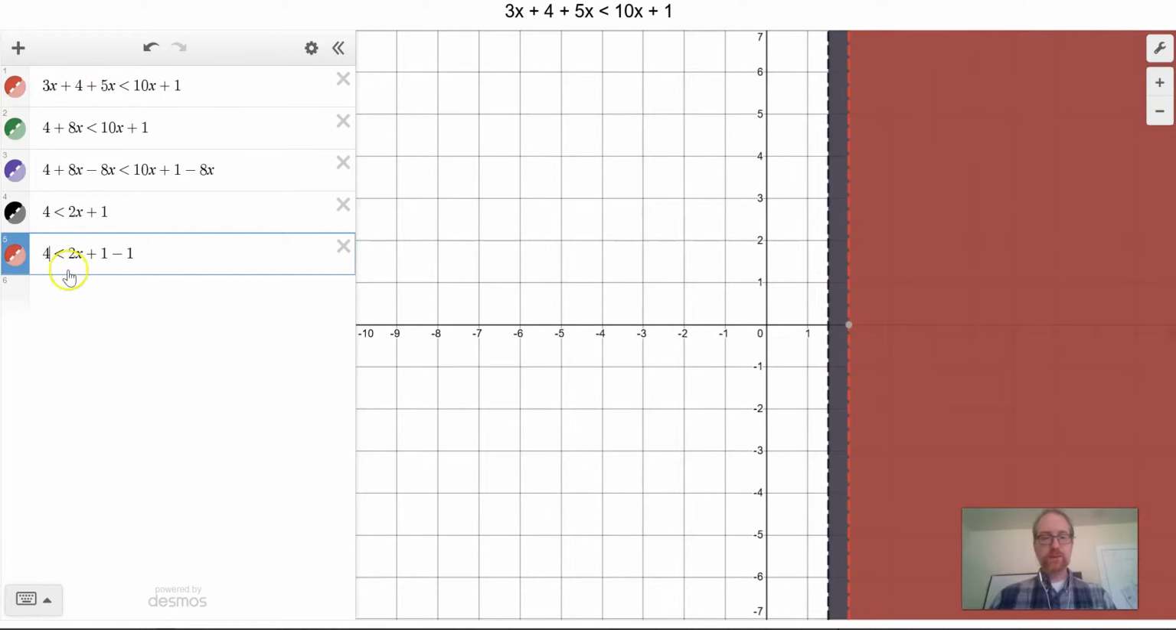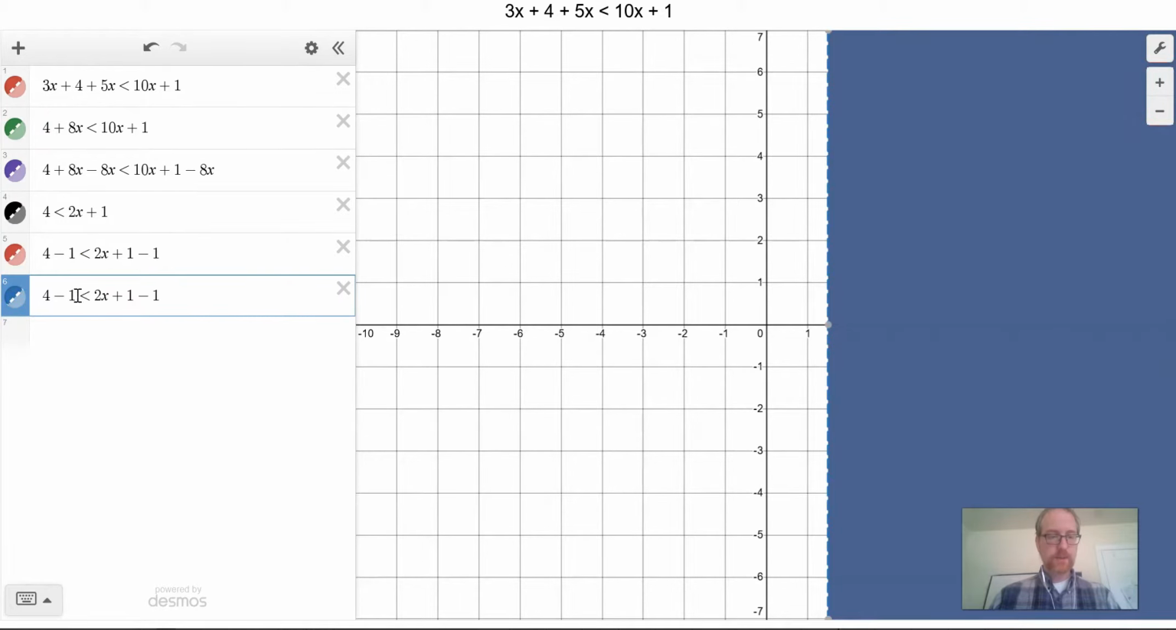Notice if I forget to put the -1 on this side, you can see that my graph has changed and it's wrong. But if I put the -1 back, then it's correct again. Okay. Now let's copy and paste that and do the work. 4 minus 1 is 3. And 1 minus 1, these ones cancel out. We're almost done. We're going to copy and paste this. Okay, we're going to divide both sides by 2 to get this x by itself.